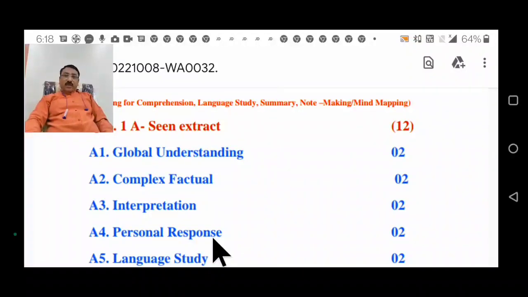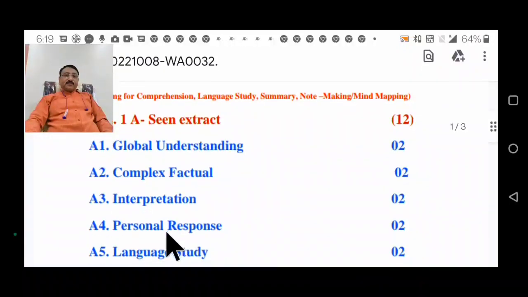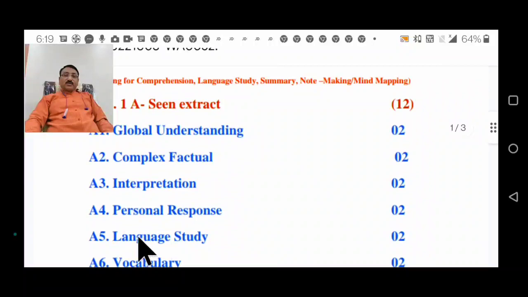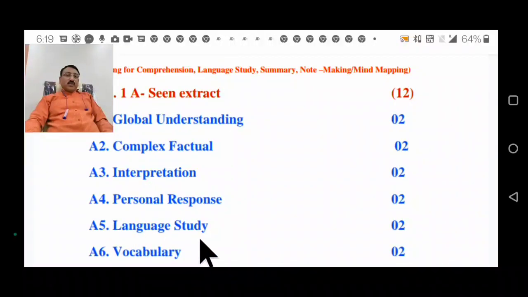Again, I will advise the students, while attempting activity A4, which is entitled personal response, the student should not copy a single sentence from the original passage. So in the answer, the student has to write on the basis of his own imagination or thought process. The next activity is language study. Here 2 sentences from the passage are given. These sentences are based on grammar.